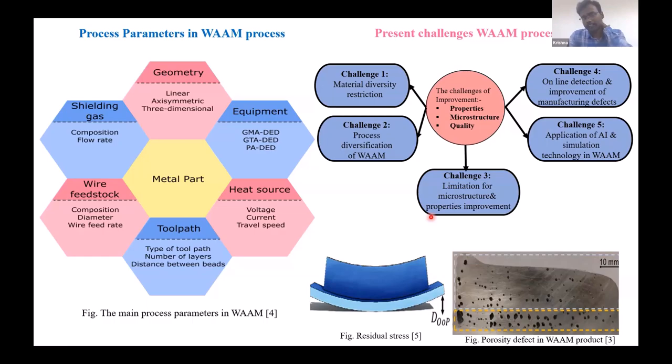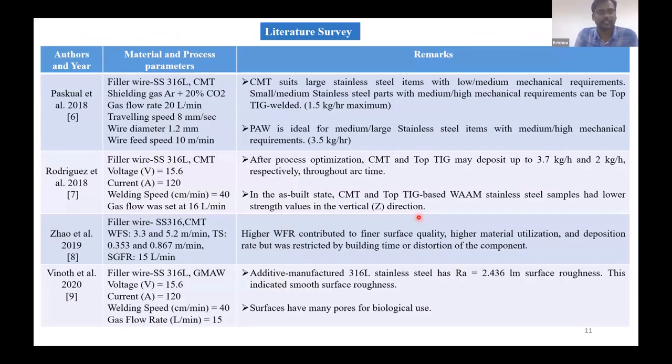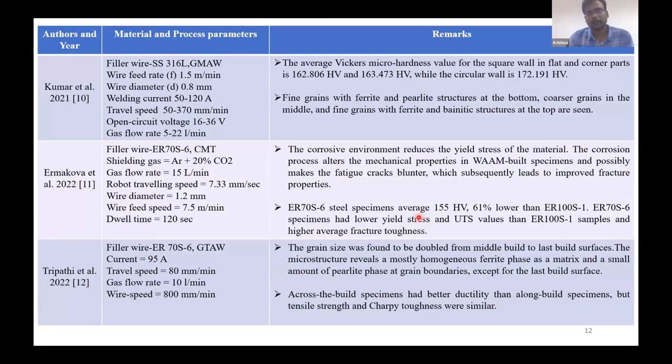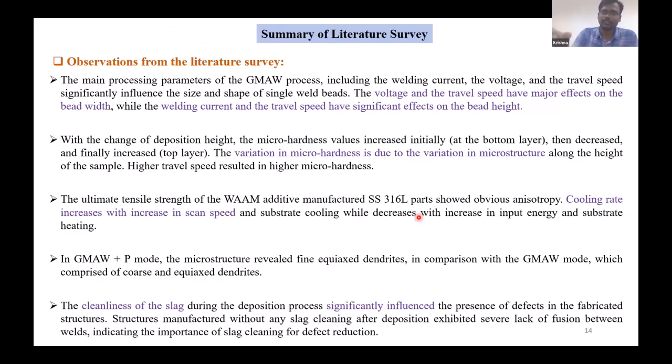So some of the literature we have collected for the stainless steel sheet, I will be discussing the observations. Voltage and travel speed, as I said, are the major parameters that affect the bead width. These are the two important parameters that create the heat and melt, and the detachment of the droplet takes place. And once it is deposited, what kind of bead width is there? We will see in a later diagram what the bead width and bead height are. The welding current and travel speed also have a significant effect on the bead height. So the bead geometry, either width or height, is affected by these voltage and current parameters.